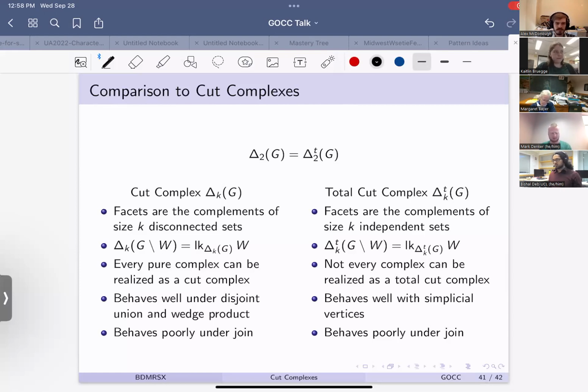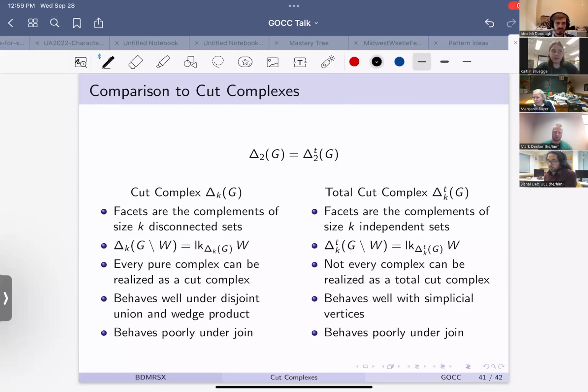The other thing, though, is that we mentioned earlier Fröberg's theorem. Fröberg's theorem is originally about the edge ideal of a graph. The Stanley-Reisner complex for the edge ideal of a graph is precisely the independence complex. And so, in fact, the 2-cut complex is the Alexander dual, I should be careful here, I believe the 2-cut complex is the Alexander dual of the independence complex. And so is the 2 total cut complex.